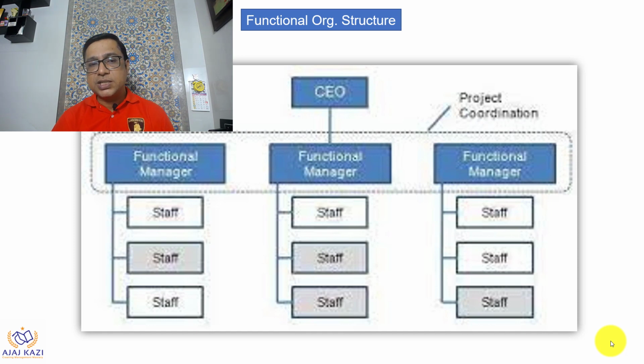What happens in this case is there are multiple functional managers who have their own staff working under them, and the project coordination happens at the functional manager level. Each functional manager gives his time for that particular project. Generally it happens in maintenance kinds of projects or refurbishment types of projects where we have functional heads. They give their resources to that particular project, they devote their time, and the entire coordination happens at their level. So this is called functional organization structure.